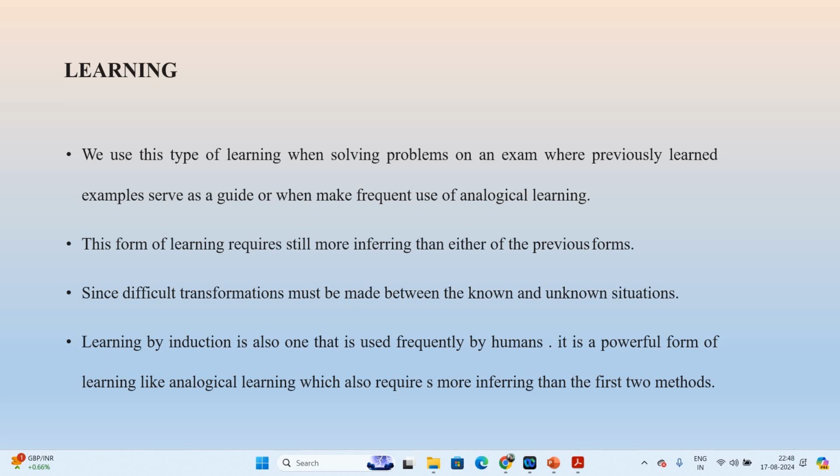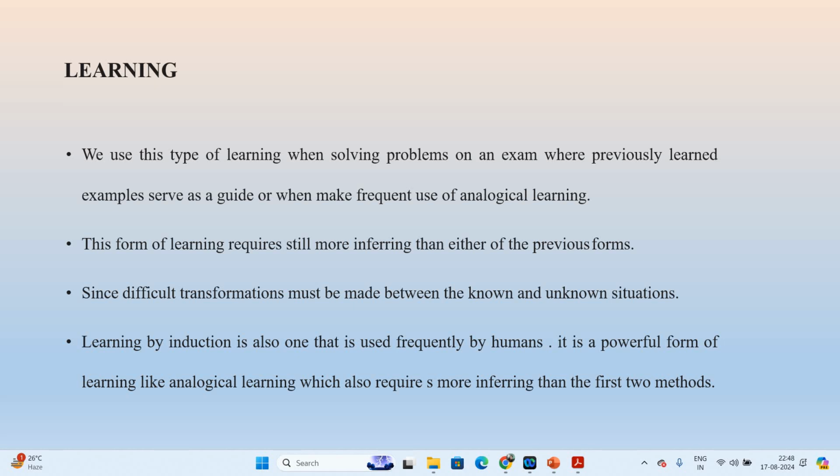Okay, so why do we use this kind of learning? To solve the problems in the exam, using previously learned examples. This is one example. Some exemplary problems will be there, and this can help us to solve the current assignments. So this is one kind of analogy.